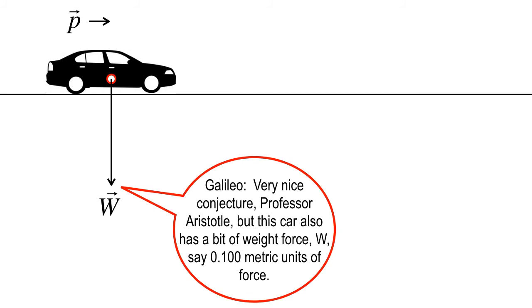Now, Galileo said, if this thing was in free fall, I'd have to hold it up with 0.100 metric units of force for it to not fall. If it was off the plane, it would fall, and I'd have to exert that much force upward. If it's on a ramp, I don't have to exert as much force. It'd be proportionally smaller, and we're going to work out how small in just a second. Anytime you're on a ramp, you have to exert a little bit of force to keep things stable. If it's in free fall, you have to exert quite a bit of force to keep it from falling. So Galileo's saying, all right, weight force.